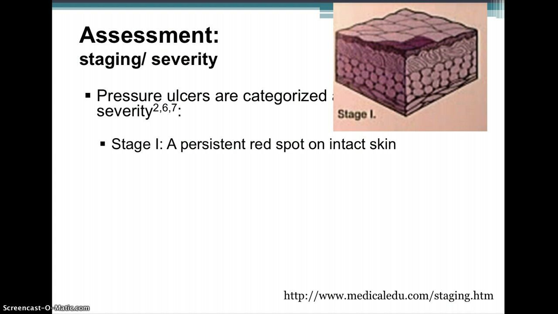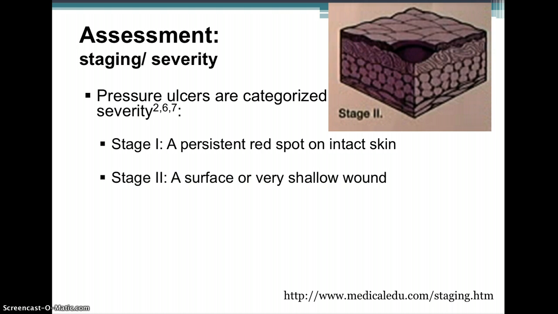The diagrams are from the Wound Care Information Network. I didn't use photos because, especially as we progress through the stages, the photos might become offensive to some people. But you can see from the diagram that the skin is intact in stage 1, whereas a stage 2 ulcer involves some skin damage, but just a shallow surface wound.